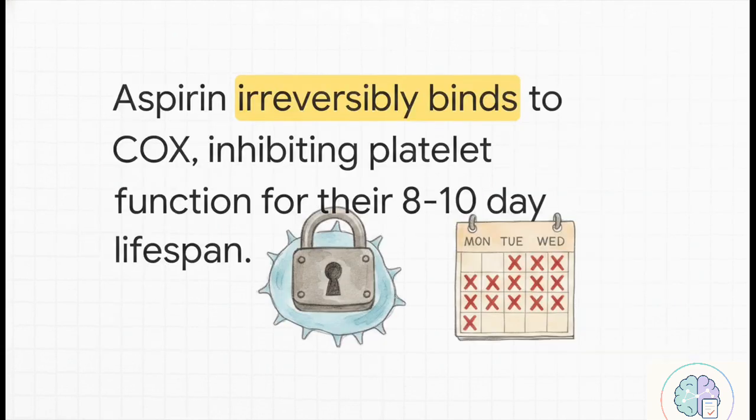Characteristic 7 is all about platelet function. NSAIDs generally inhibit platelet function and prolong bleeding times. But aspirin? Aspirin is a completely unique beast here. It irreversibly binds to the COX enzyme. That means it permanently disables the platelet's function for its entire 8 to 10-day lifespan. Basically, that platelet is broken until the body manufactures a brand new one.